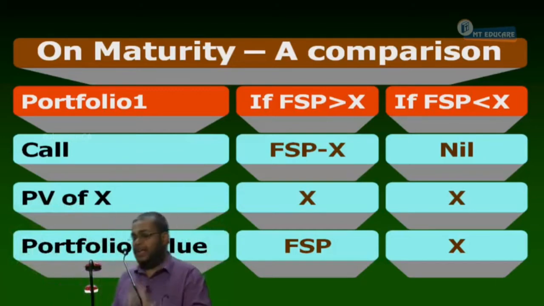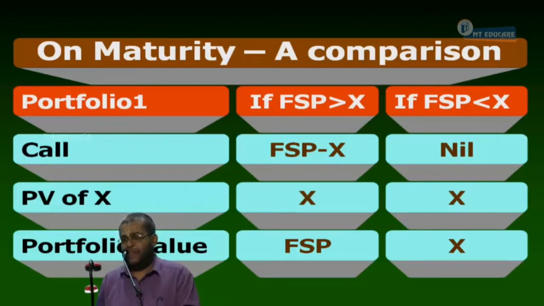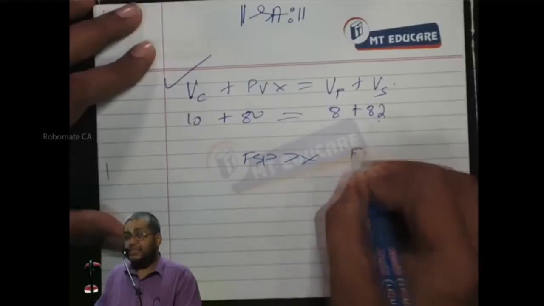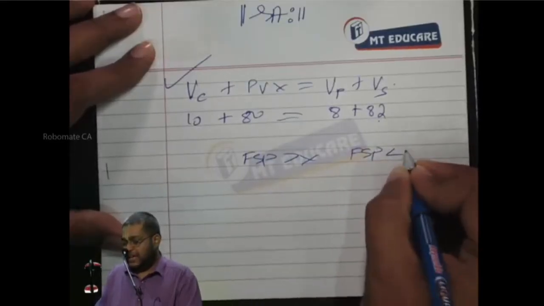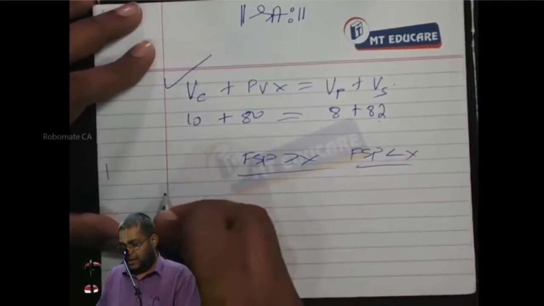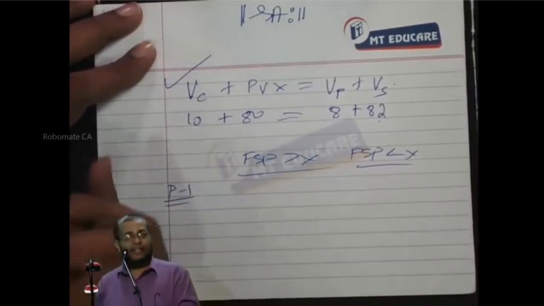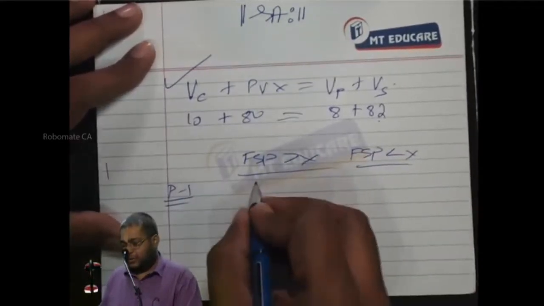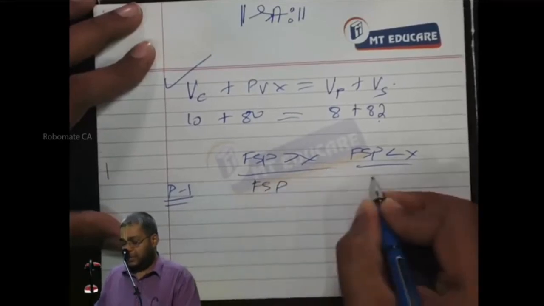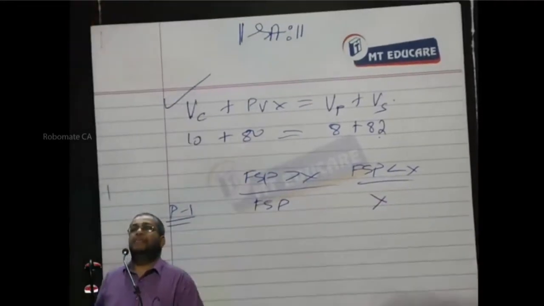Okay, now I'll write it for you to get convinced. The first item is FSP, the second is X. Now, two situations: FSP greater than X, FSP less than X. I'll write the conclusion. The portfolio 1 value is FSP in one case and X in the other. Everybody, yes or no?